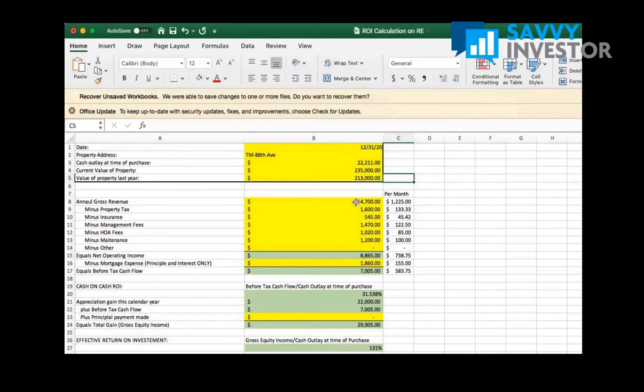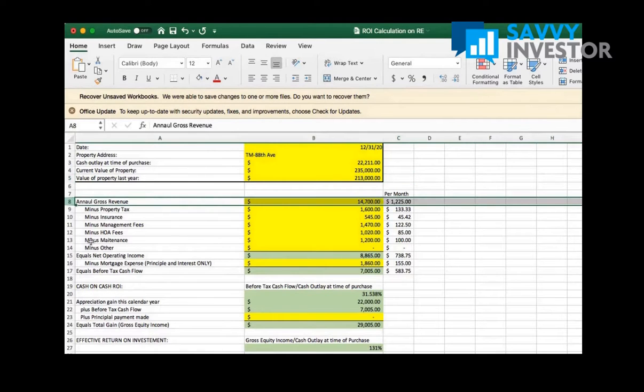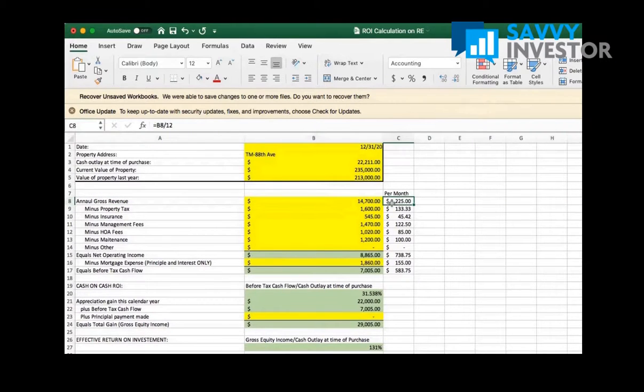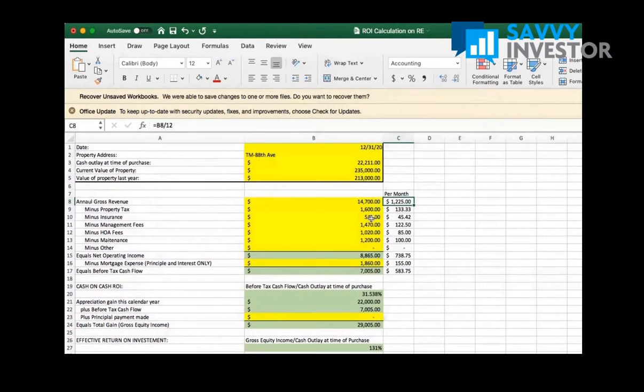So if we walk through this, the annual gross revenue on this property is $14,700. These numbers are annual here in yellow. We'll automatically calculate your per month basis here on the next row over. Insurance on this property, $1,600 a year, minus the management fees, $554 annually. That was the insurance, $545. The management fees, $1,470 to the property management company.